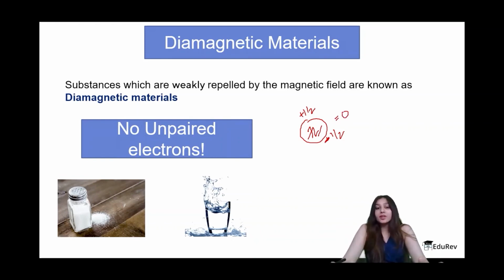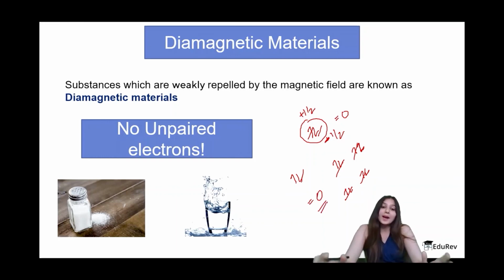So in any system, if we have only paired electrons, let's say we have plenty of electrons but all of them are present in pairs, then all of them will cancel out on the magnetic moments, and the net magnetic moment is going to be 0. That is the case with diamagnetic materials. They have 0 magnetic moment because all the electrons are paired and there is no unpaired electron present. The main examples you have to remember, which can be asked in exams, are salt and water, and also some other examples you see around yourself, like wood. All these are diamagnetic substances. They can never be magnetized.